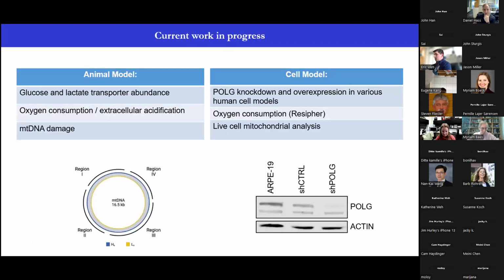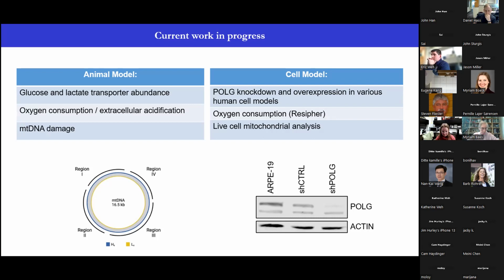Some of the current work I have going on, after we've submitted this paper, is continuing in the animal model itself. Some things I'm interested in looking at are glucose and lactate transporter abundance, like GLUT1 and the MCTs, probably by staining. We are currently conducting some Seahorse assays looking at oxygen consumption and extracellular acidification. And like I mentioned before, we want to isolate DNA from these animals and look at exactly how damaged the D257A is over the wild type at the time points we looked at.